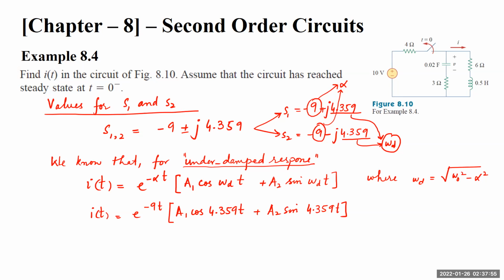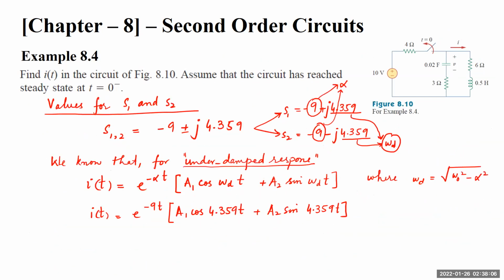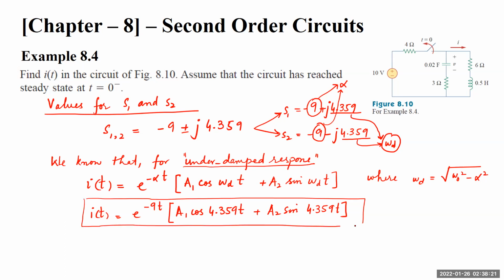So remember, it is e raised to power minus alpha t. One thing we have to check, e raised to power minus alpha t, so that is fine. Just remember your alpha value is 9, so you do not confuse alpha as minus 9 and make a plus 9 here. It will really mess up your solution. So this is the generic or the natural response of the circuit.